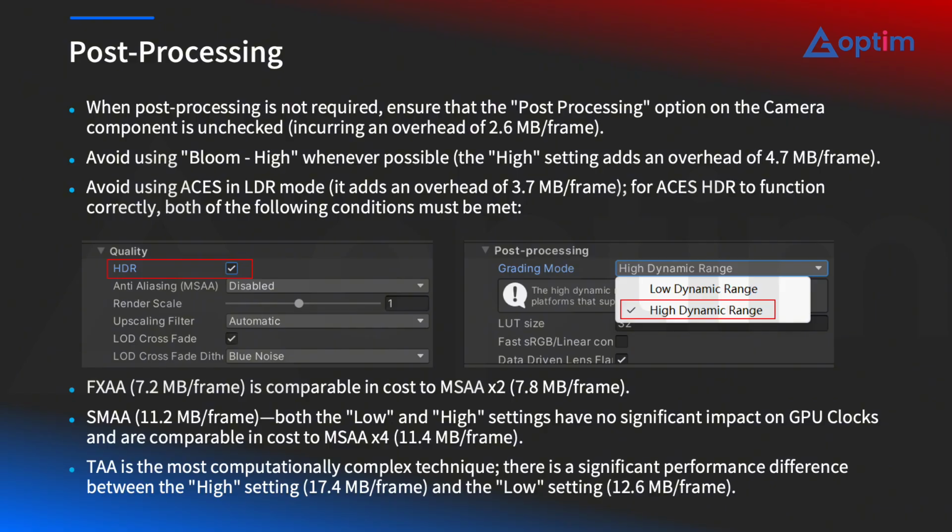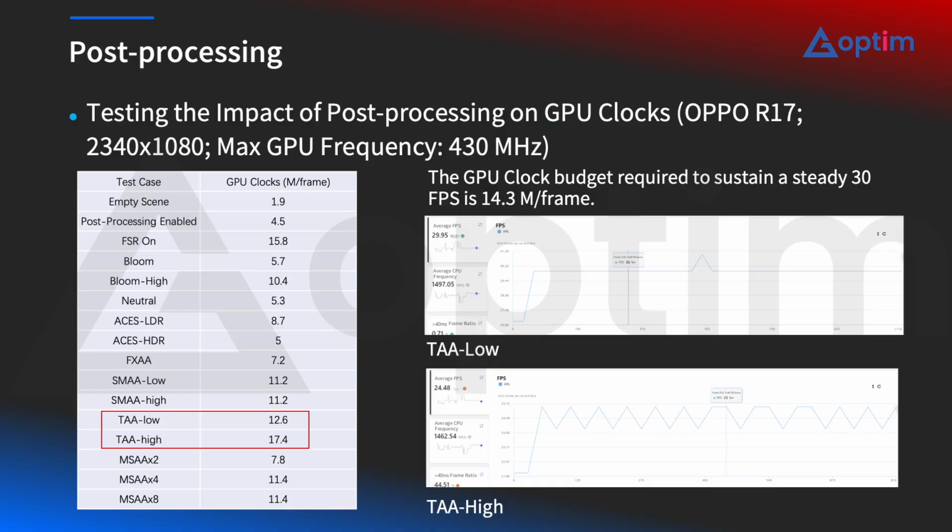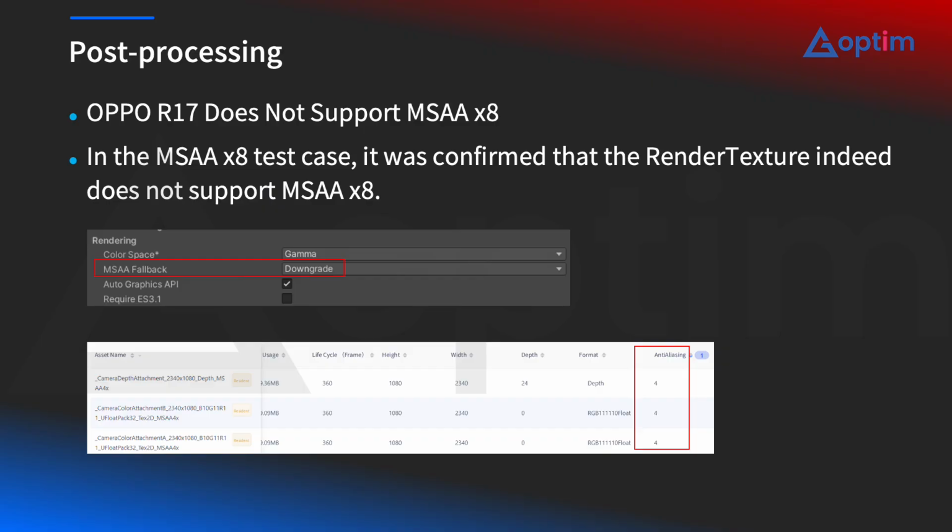TAA also shows a noticeable difference between low and high modes, indicating that its internal computation is inherently more complex. Finally, there is a subtle but important observation. MSAA 4x and MSAA 8x show nearly identical results. At first, this looks unusual, but further investigation shows that Oppo R17 does not actually support MSAA 8x. As a result, Unity automatically falls back to MSAA 4x at runtime, and the same execution path is used. This is an important engineering takeaway. Different devices support different graphics features, and Unity will silently apply fallbacks, even if this is not obvious from configuration.